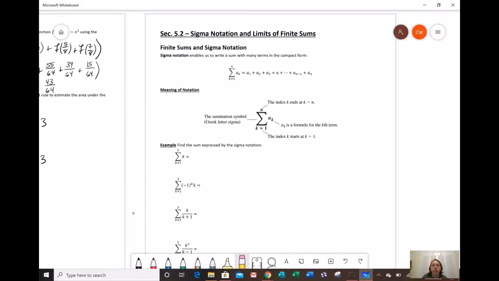So sigma notation is this sigma. You guys probably recognize this from sororities and fraternities. This is sigma. It means add them up, or find the sum of whatever comes next.